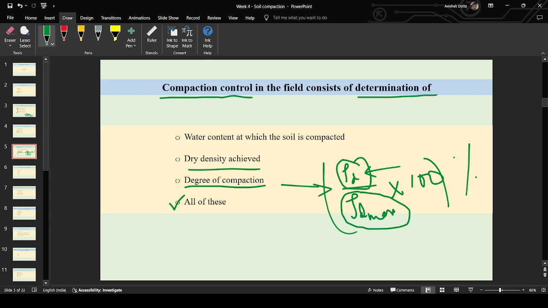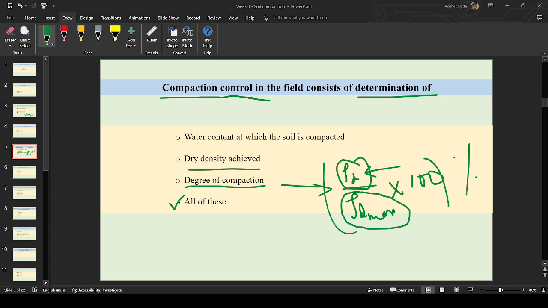So what do we need to find out? Compaction control means when we start the compaction, when the compaction proceeds and the compaction ends. When it ends, we need to find out the dry density achieved and the optimum moisture content, that means the placement water content, the amount of moisture we need to add for the soil to be compacted. So all these three we need to keep in mind, we need to put a check on while we go for compaction in the field. Is it clear or are you having any doubt? I think you still have doubt.